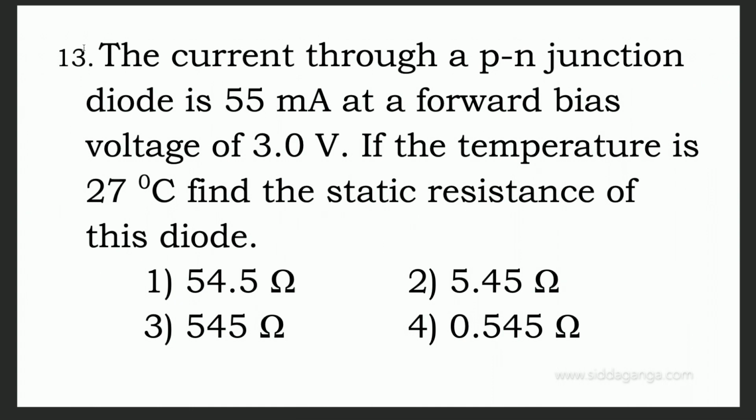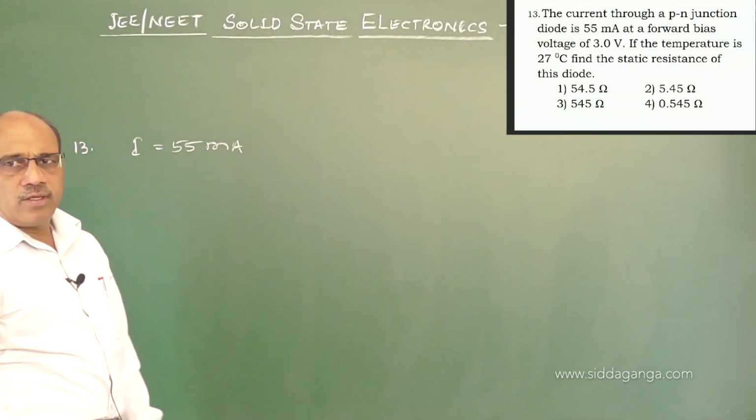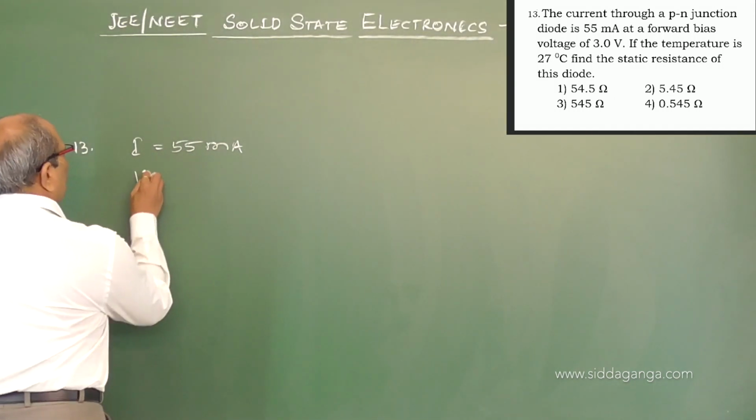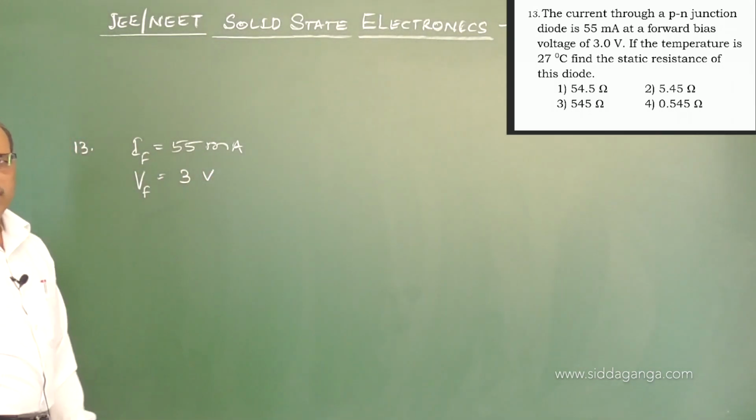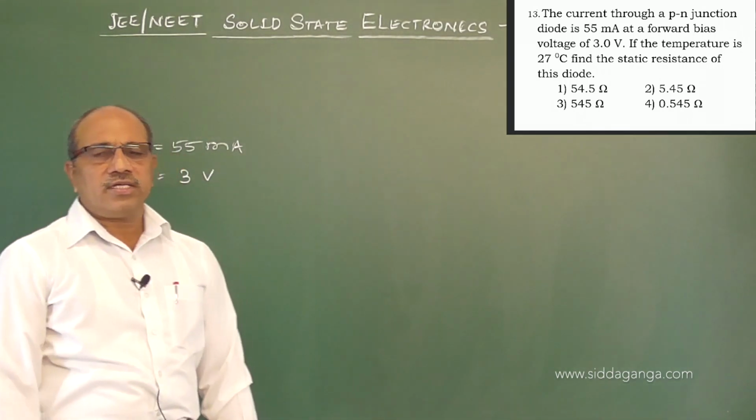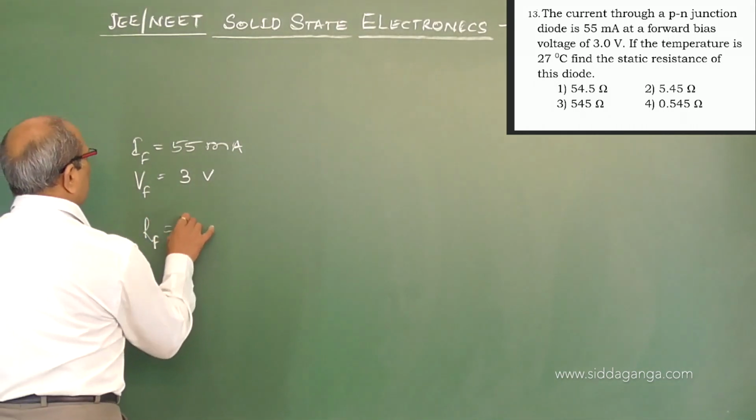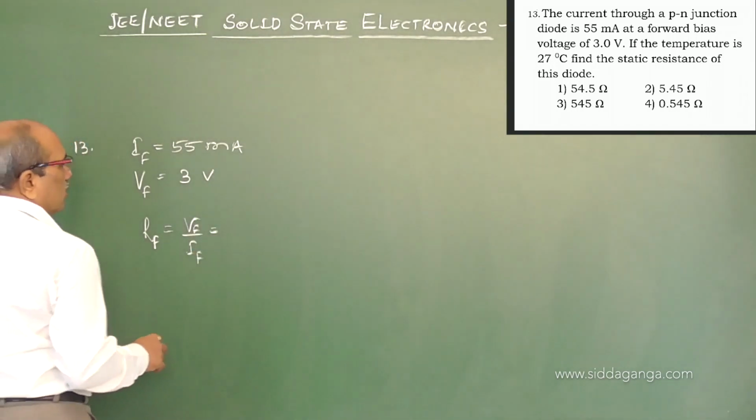The current through the PN junction diode is 55 milliampere. We have a forward bias voltage of 3 volt. If the temperature is 27 degrees Celsius, find the static resistance of this diode. Static forward resistance is voltage by current.